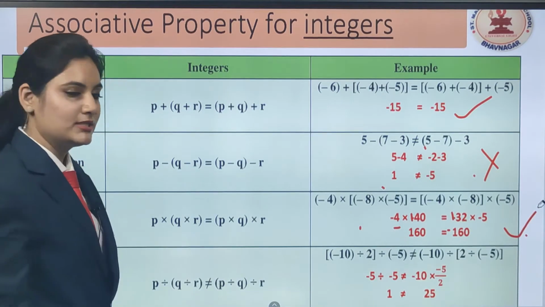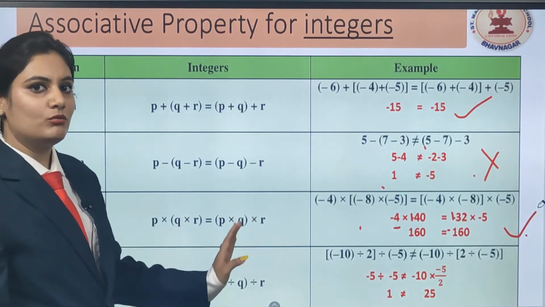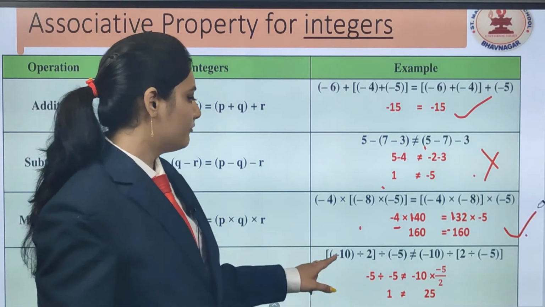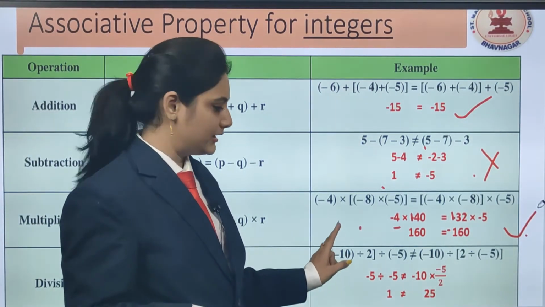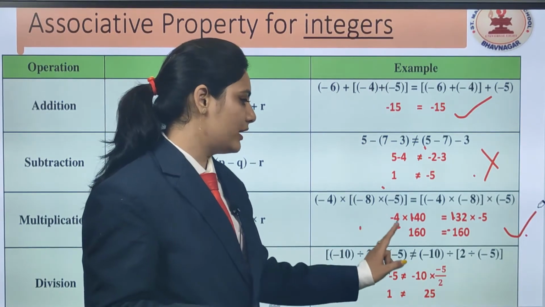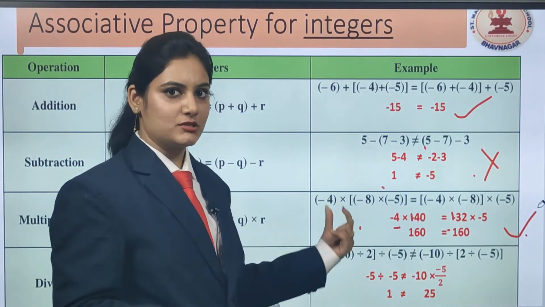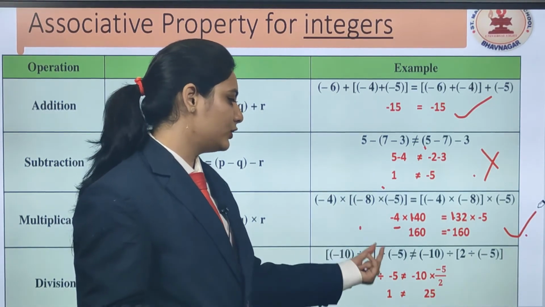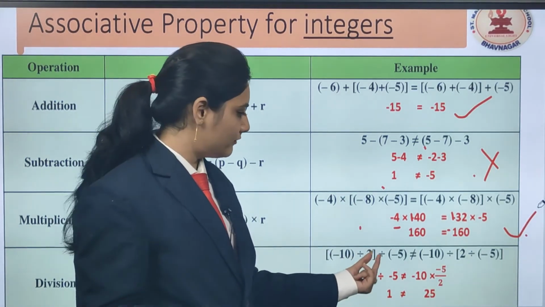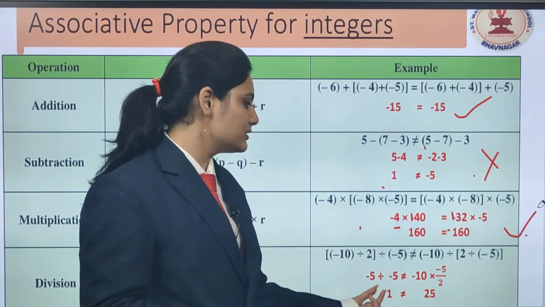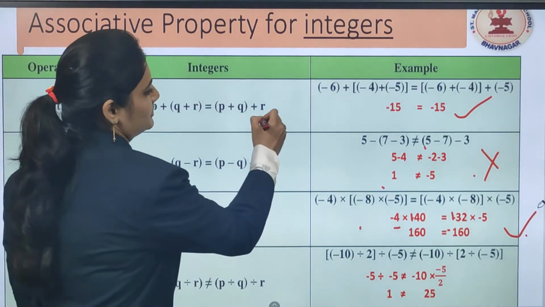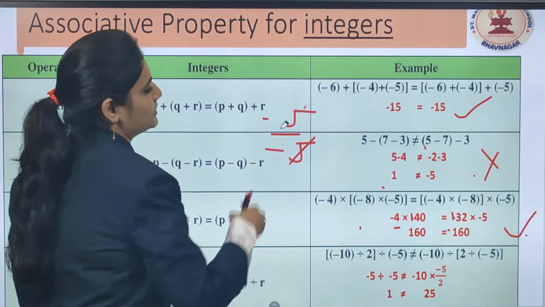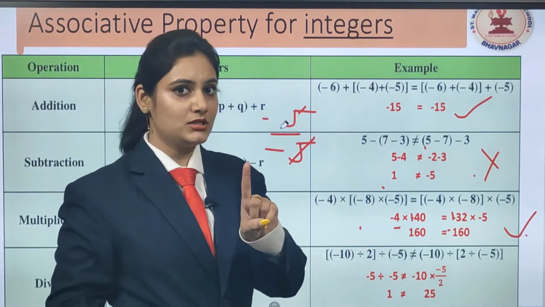Next, the division sign. So P, Q and R, we will take those numbers and divide them. Here we have taken P as minus 10, Q as minus 2 and R as minus 5. First we will solve the bracket. Now minus 10 divided by minus 2, answer is 5, and 5 divided by minus 5, answer is minus 1. Let's see, minus 5 upon minus 5: 5 gets cancelled, minus minus also cancelled, so answer is 1.